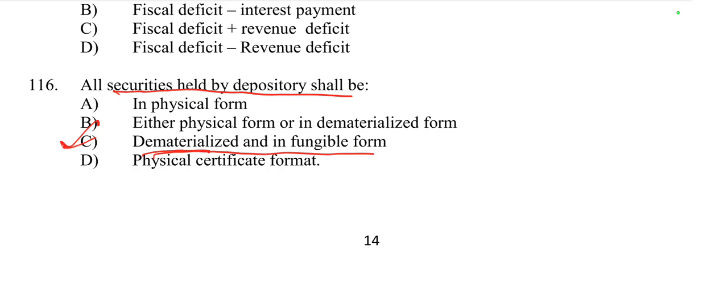Dematerialized means they are not in physical certificates but are electronically recorded and transferable, allowing for easier trading and management. So they are not in physical certificate. So option C is right here.